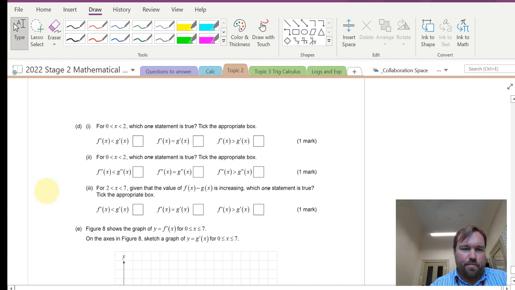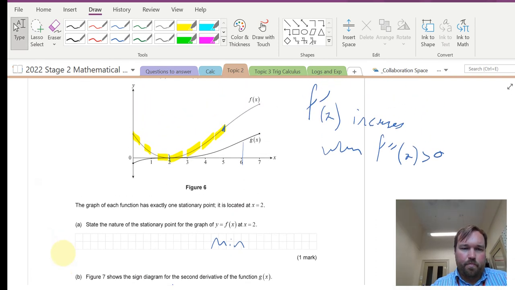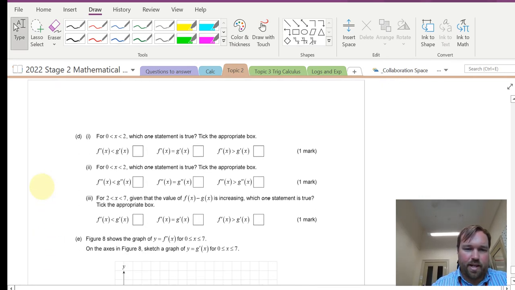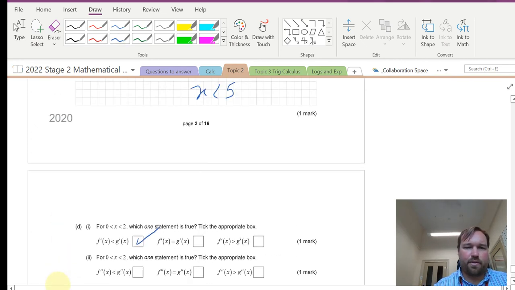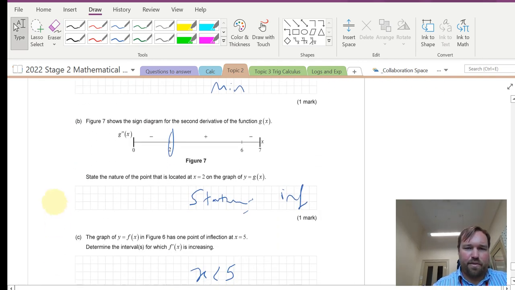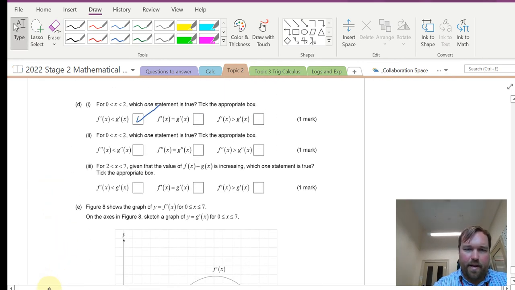Alright, for 0 to 2, which one statement is true? Tick the appropriate box. Alright, so we're just looking at 0 to 2 in this portion here. And I can see that g dash x has a positive slope the whole time, and the other one is negative. So g dash x is positive, meaning it's greater than f dash x. Alright, second derivative. That is concave down, so negative, concave up, so positive. F double dash x is going to be higher. Good.